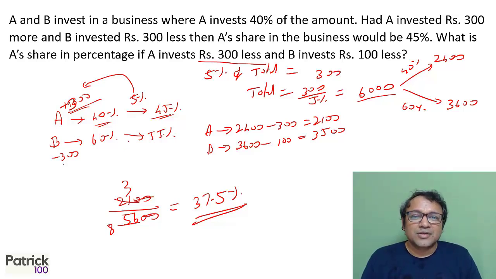Right? So if you just understand and logically solve that the extra 5% is 300, then it becomes easier to solve overall. You get the answer quickly.